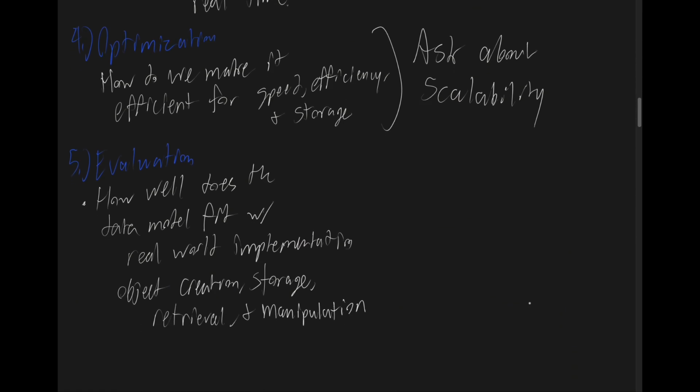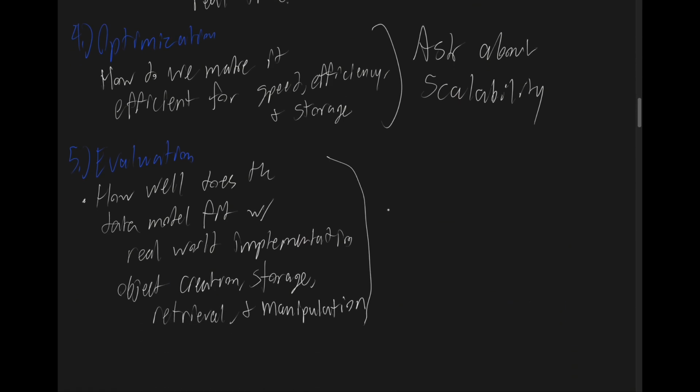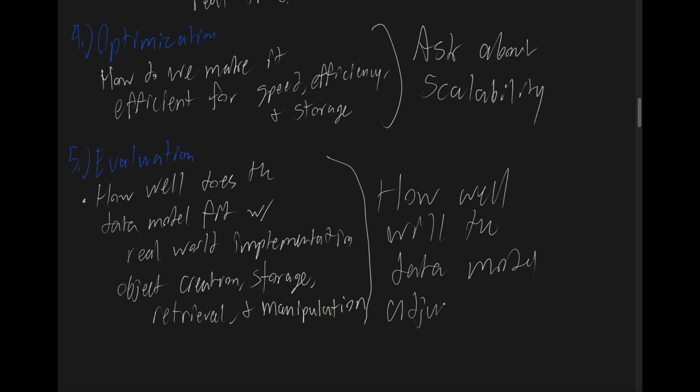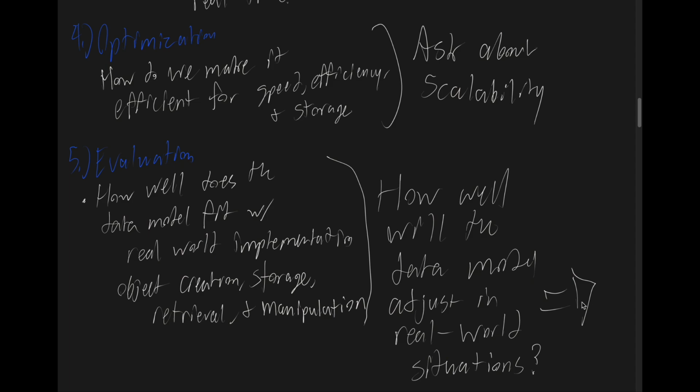And then finally, for the fifth step, we need to consider how well this is going to do in real world situations. So we need to ask, how well will the data model adjust in real world situations? And then we need to consider continual adaptation of the data model.